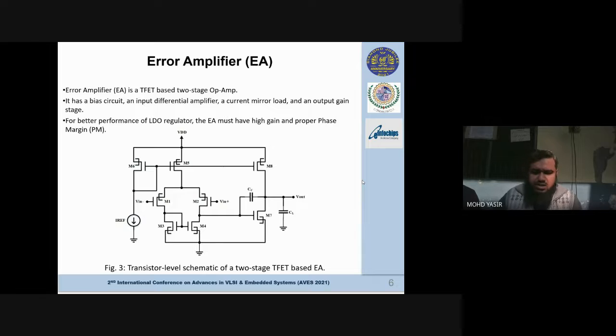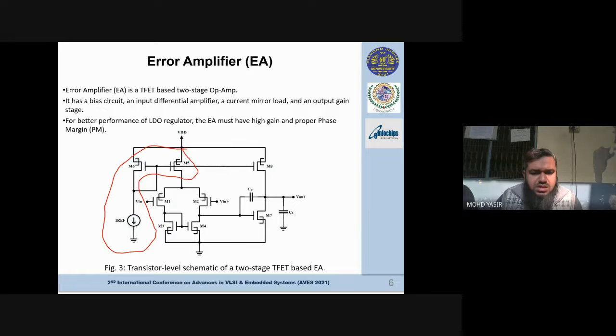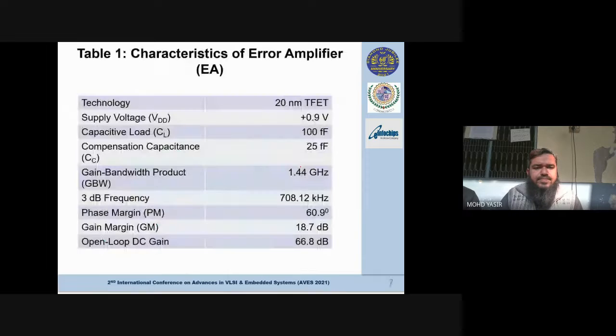It has a bias circuit. This is a bias circuit consisting of these transistors. This is an input differential amplifier. This is the current mirror load. This is the output gain stage, and this is the load capacitance. For better performance of the LDO regulator, the error amplifier must have high gain and proper phase margin. These are the characteristics which we have calculated for the error amplifier.